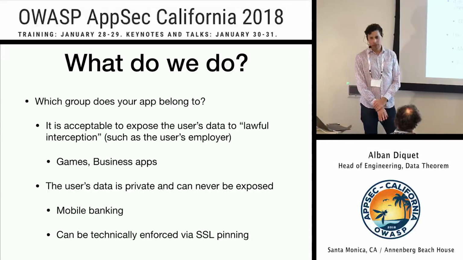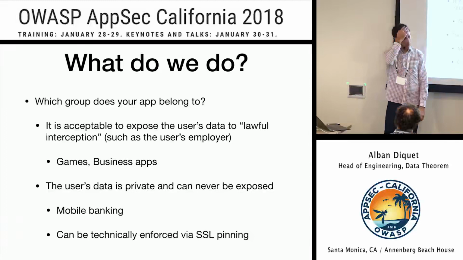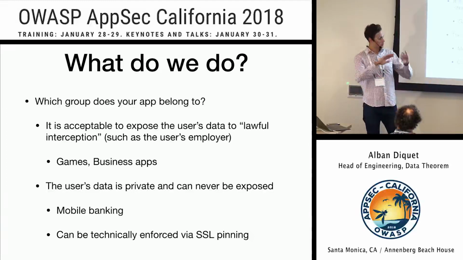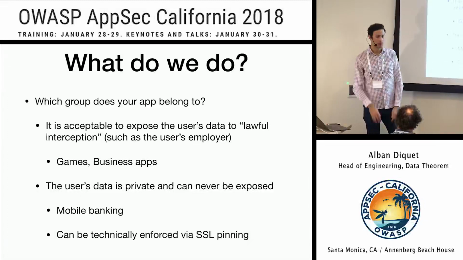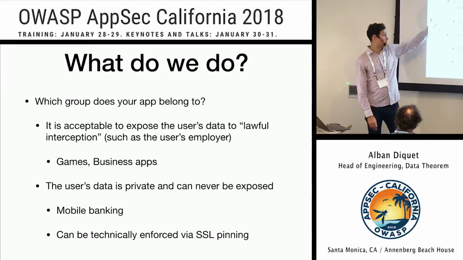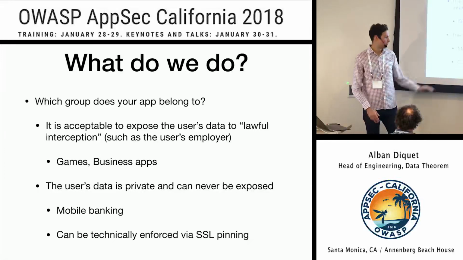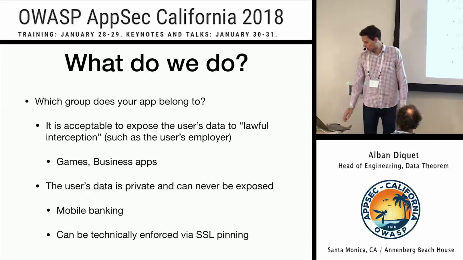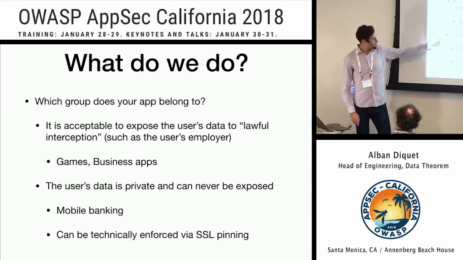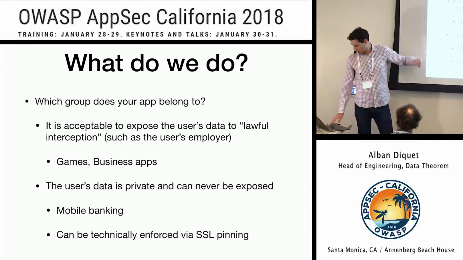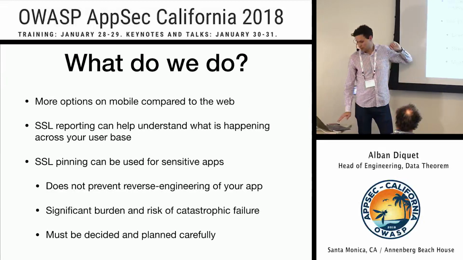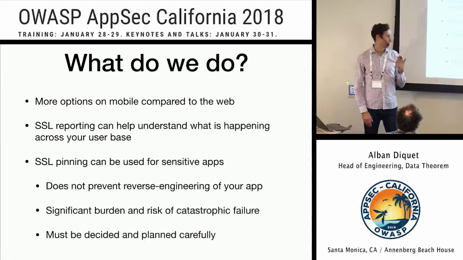But if you feel like the data is so private that even the employer shouldn't be able to see that, and a good example is mobile banking, then that puts you up in a different category. And if this is the case, one way to technically enforce that is SSL pinning. But if you're fine with lawful interception, you don't need to worry about this, I think. But if you want to do SSL pinning, the good news is you have more options on mobile compared to the web.